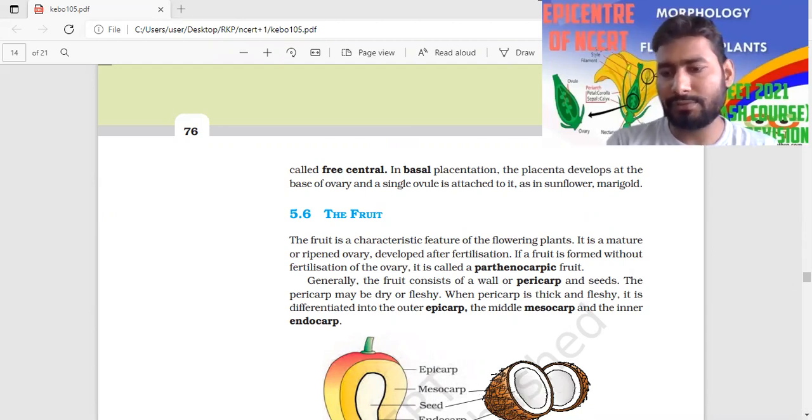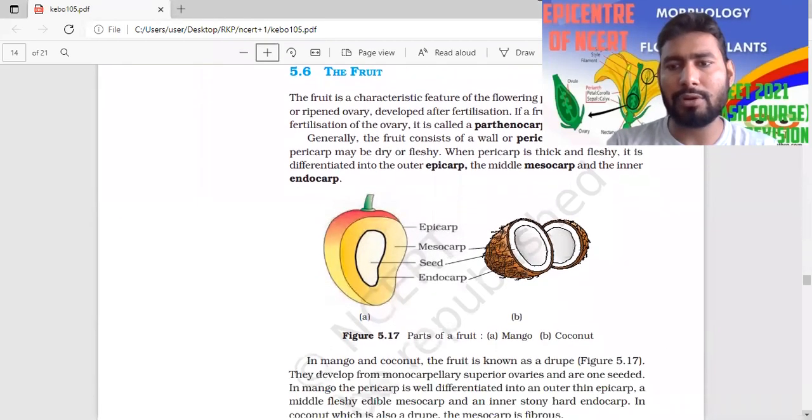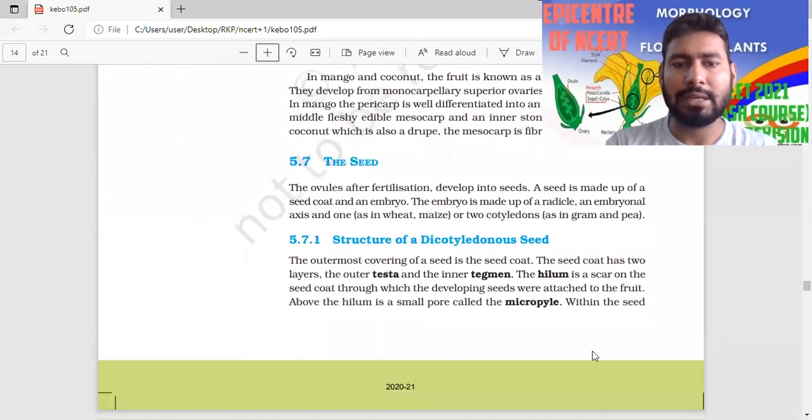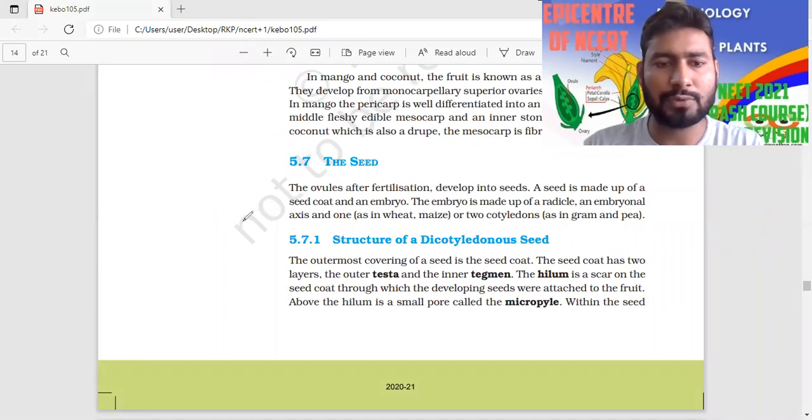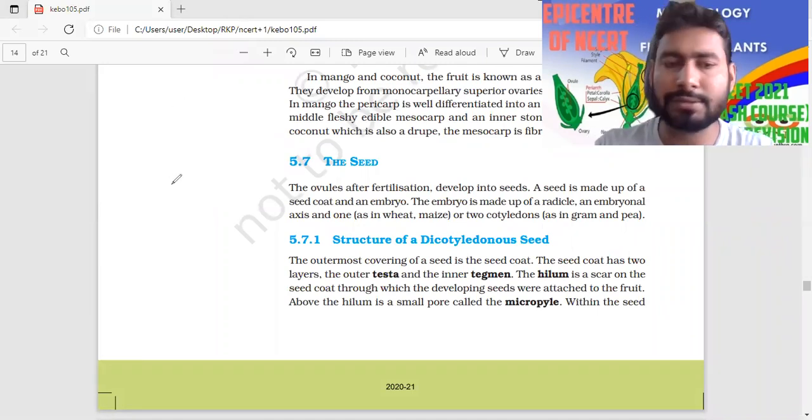Fruits we have discussed yesterday. Now I'm going to talk about the seed, which is very important, and I told you today we will talk about this seed. Before this, you have to know one very important point.